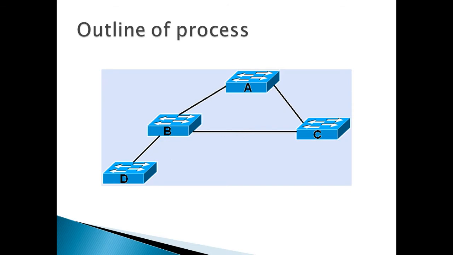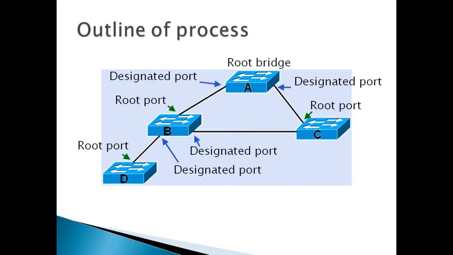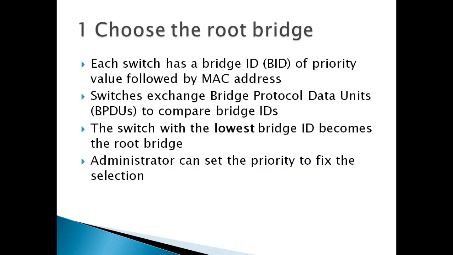Outline of process. Choose the root bridge. Each switch has a bridge ID, BID, of priority value followed by MAC address. Switches exchange bridge protocol data units, BPDUs, to compare bridge IDs. The switch with the lowest bridge ID becomes the root bridge. The administrator can set the priority to fix the selection.